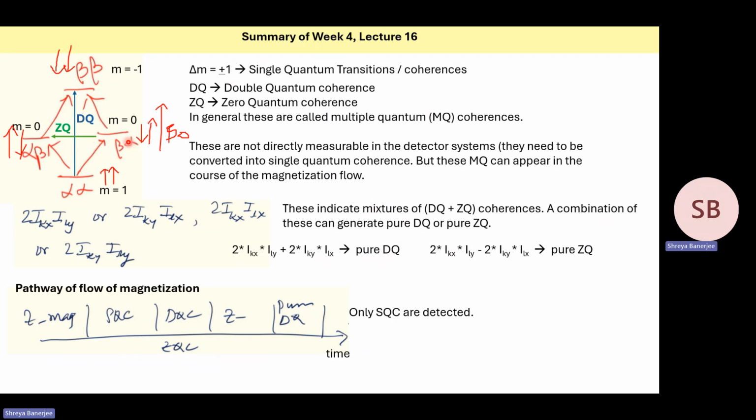Now, what will the other transitions be called? Suppose you have a transition from alpha alpha to beta beta. The change in M is 2 because M is going from 1 to minus 1. That is called a double quantum coherence or DQ. Similarly, you can have a transition between alpha beta and beta alpha. So the M is not changing, the delta M is 0, and that is called zero quantum coherence or ZQ. In general, anything other than the single quantum coherence will be called the multiple quantum coherence or MQ.